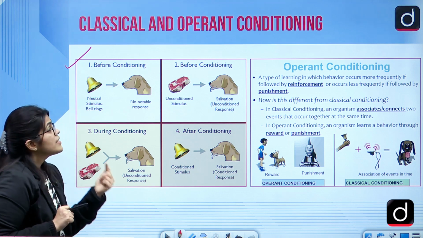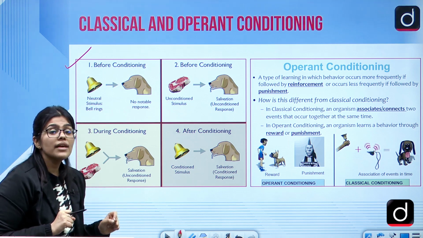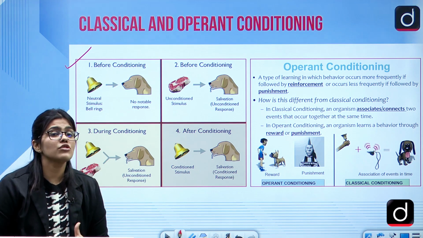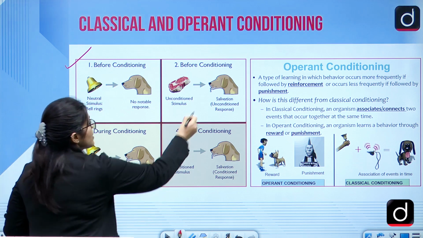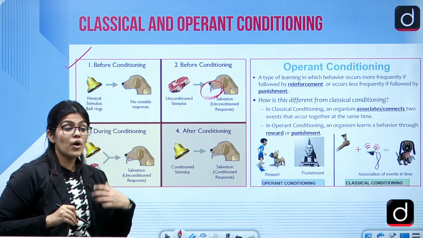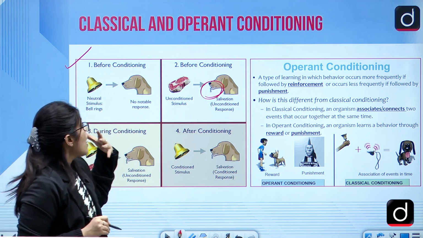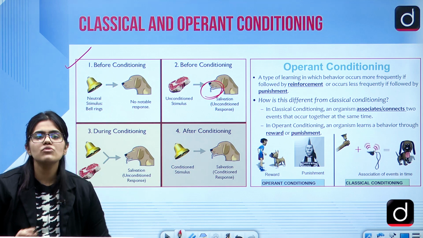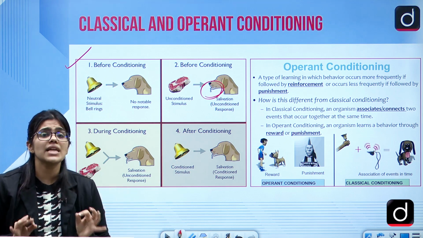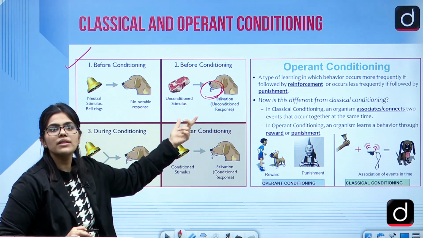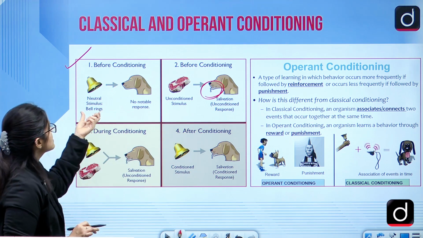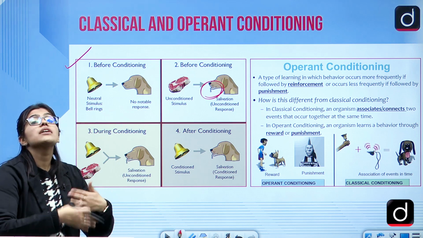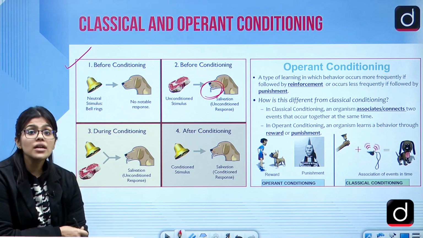Before conditioning, one thing was also observed: whenever food, the meat, is brought in front of the dog, he salivates, right? This watering of the mouth is the unconditioned response, without conditioning, without any behaviorist technique. My dog will salivate when the food is seen, but when the bell is rung, no response is given. What will I do? I will condition my dog. I want him to learn a few things.